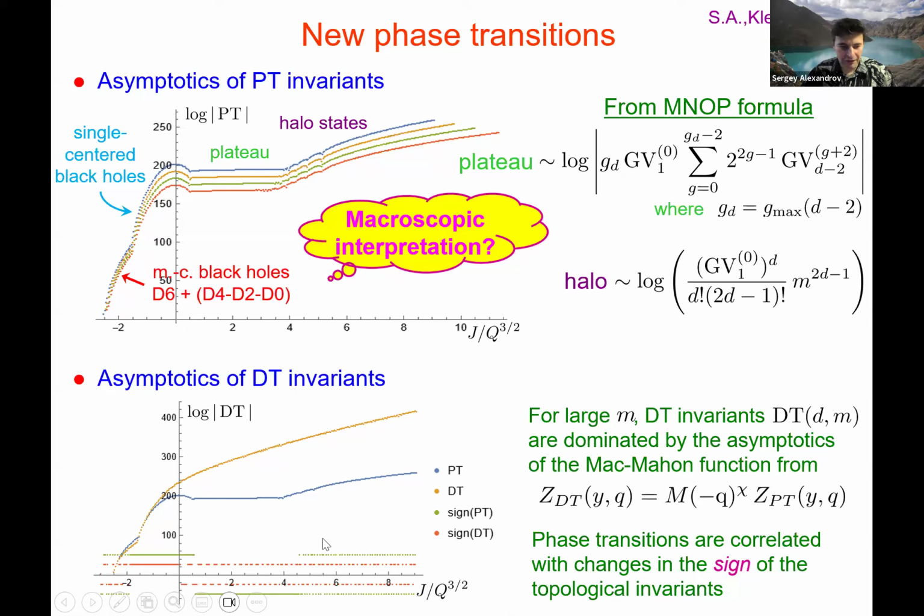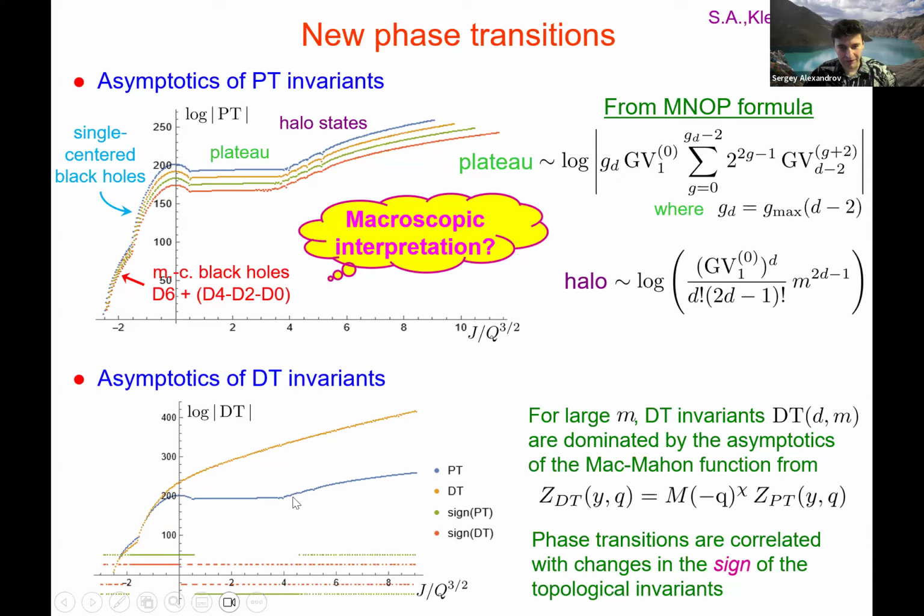And another interesting observation which I'd like to mention is that these kind of phase transitions, you can see them also in the behavior of the sign of all these invariants. Because here I plotted just the logarithm of the absolute value, but if you look at the signs, for example, let's look at the signs of the PT invariant. Then you see that in the first region, the sign is alternating. So it's plus and minus. Then it becomes just positive. And then when you go to the plateau, it becomes just negative.